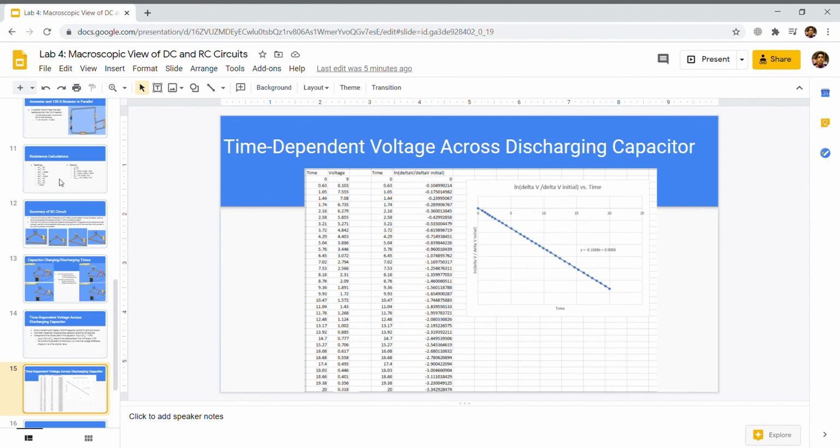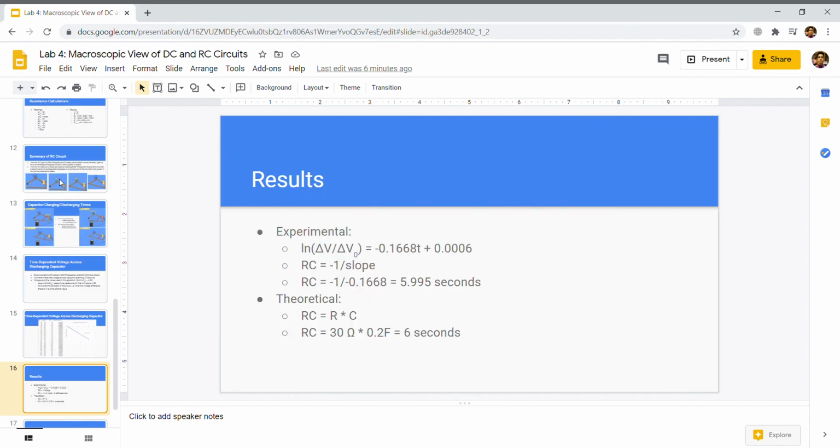As you can see here, we have our time and ln of delta V over delta V initial plotted in the graph. And as we described earlier, it has a straight line with a negative slope. If you look at the slope constant of negative 0.1668, that will be used in our results to finally find our calculation experimentally for the RC. And we found that to be 5.995 seconds. Theoretically, RC would simply be equal to resistance times capacitance. So we have 30 ohms times 0.2 F, and that gives us 6 seconds.